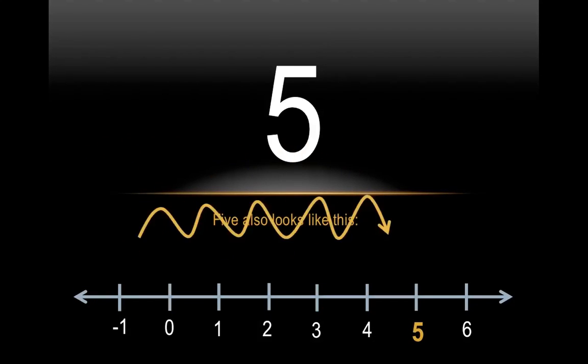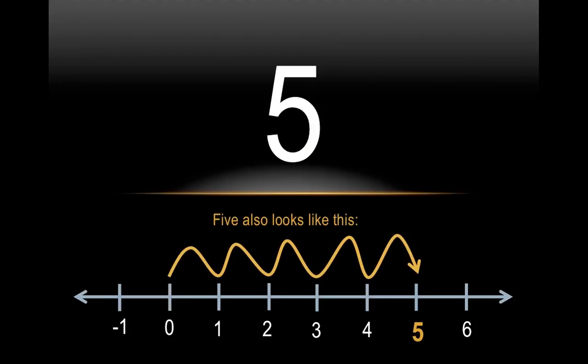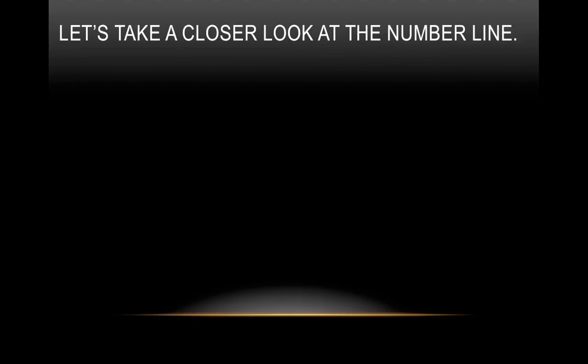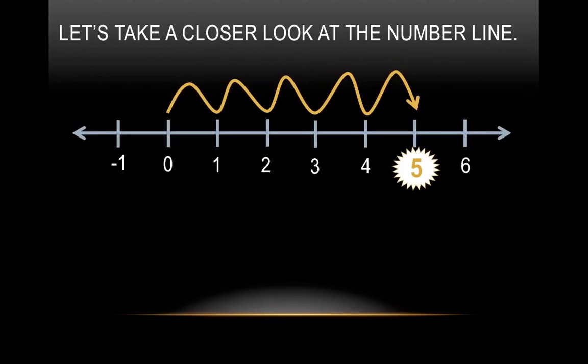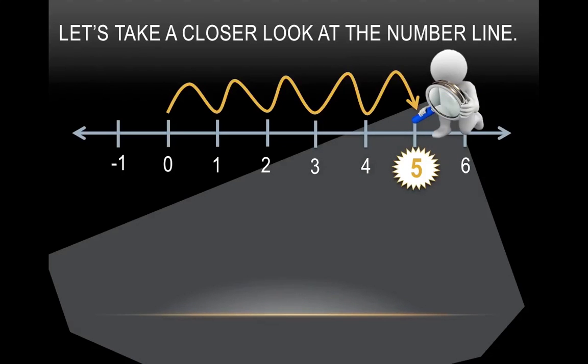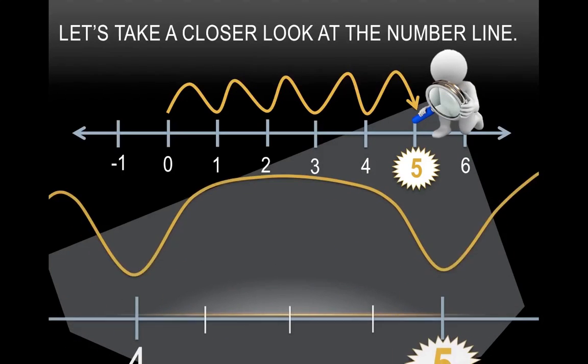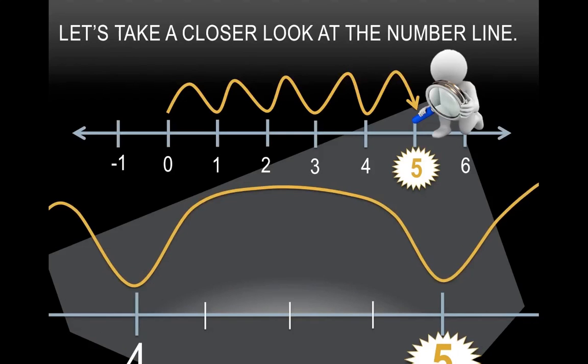5 is just 5 short jumps away from 0 on the number line. Let's take a closer look at that number line. So here's our friendly number line, and you can see that the number 5 is still 5 short jumps away from 0. But if we look closely in between each whole number, we have something we call fractions. Fractions are the equal parts in between whole numbers.